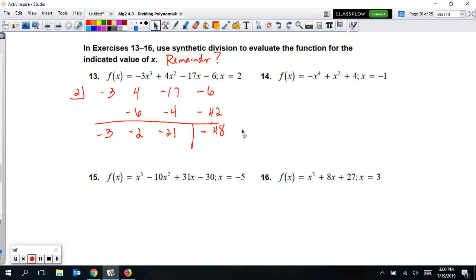So when we evaluate the function for the indicated value of x, when we evaluate the function for 2, our output would be -48. That is our answer. So -48 is our answer, and that's all we've got to do.